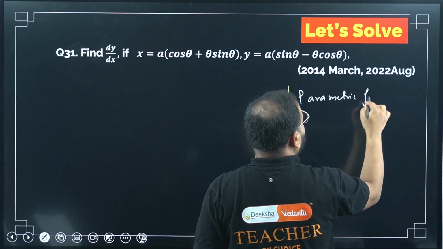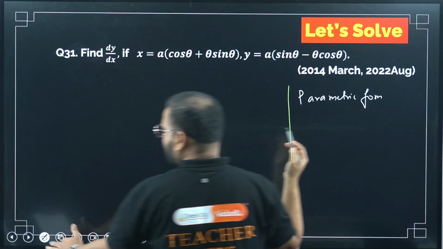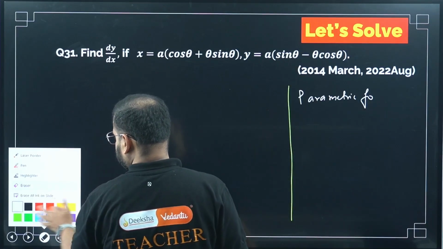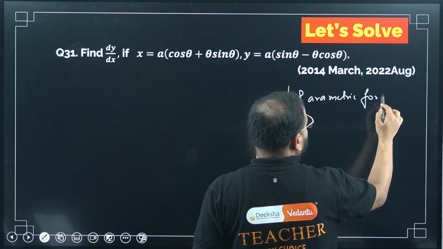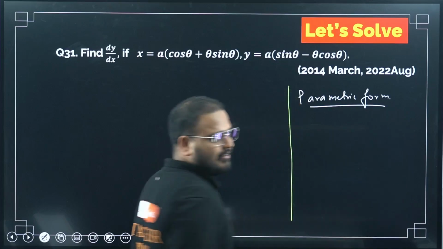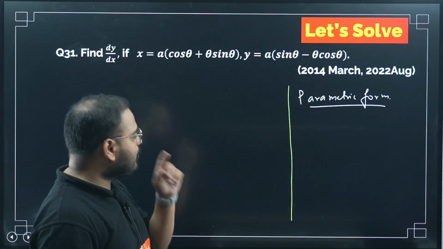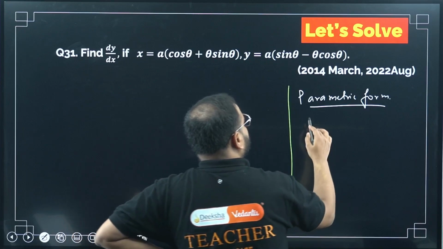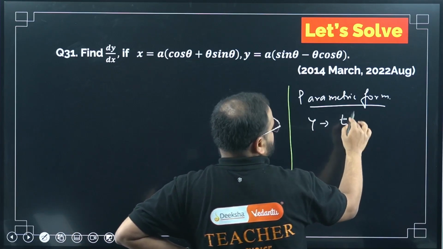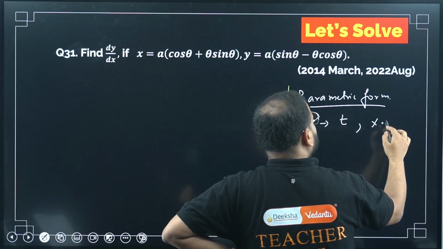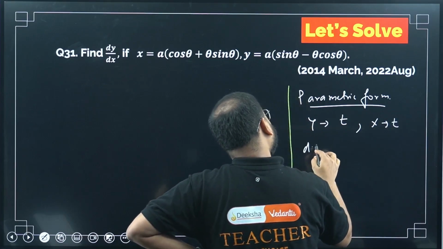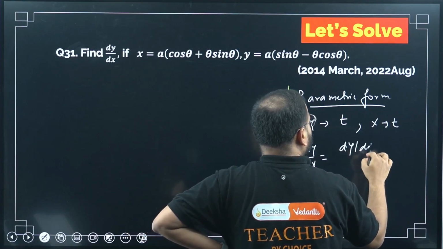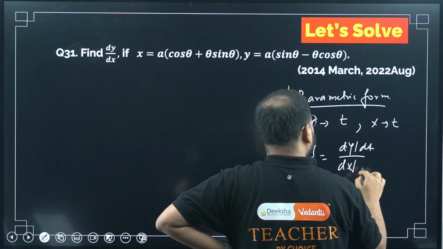So we have 2 things left now in this: parametric form and the second derivative. Parametric form will look like what? If I have a function y written in terms of t, and another function x written in terms of t again, then dy by dx can be rewritten as dy by dt upon dx by dt.